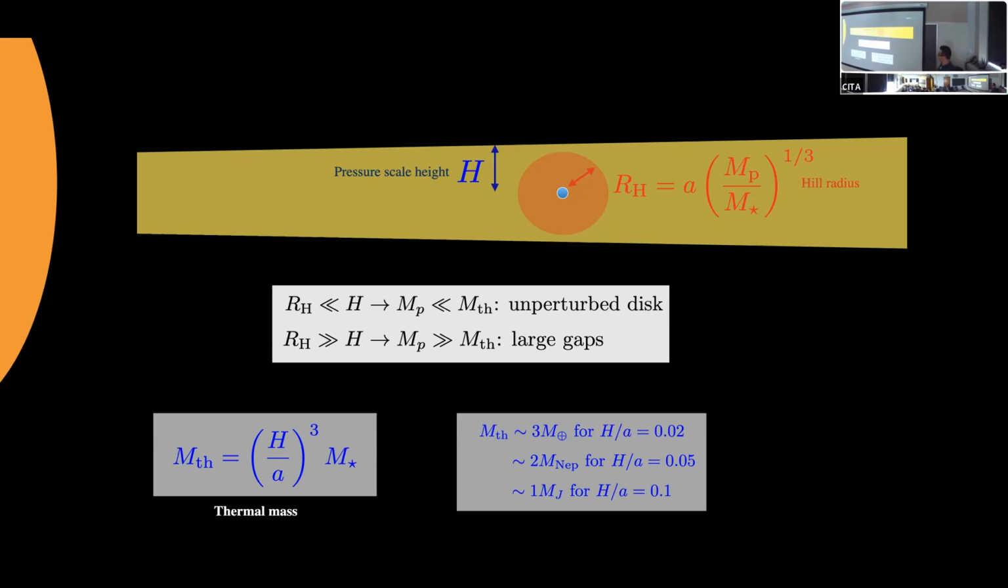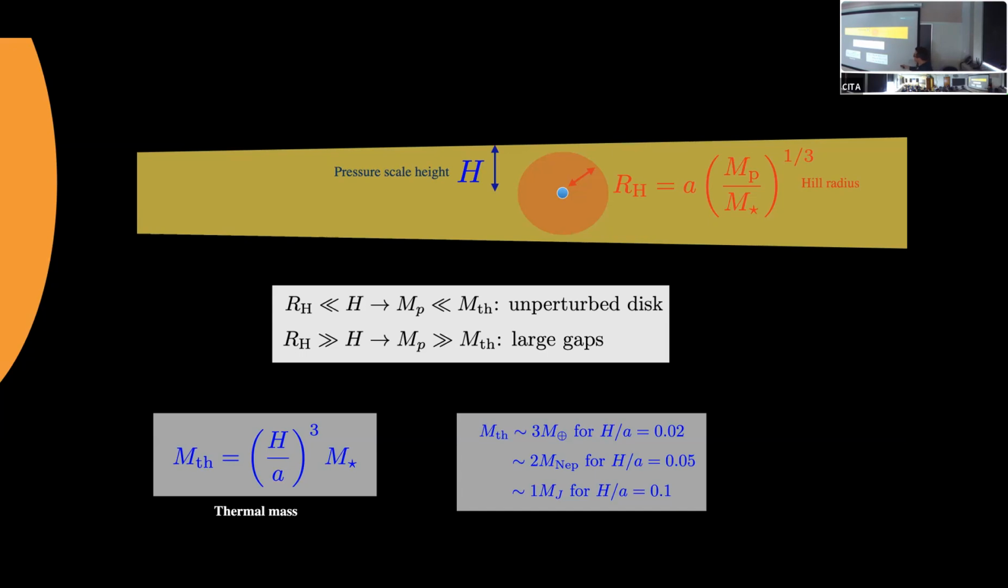Just to give you a reference, in principle this is a flared disk, and this would be roughly the thermal mass for Kepler-like planets, on the order of a few Earth masses. Maybe you move out a little, and it goes up to roughly a couple of Neptune masses. And for wide distances, where the disk would be thicker in aspect ratio, it gets close to Jupiter. So this is a quantity to keep in mind.